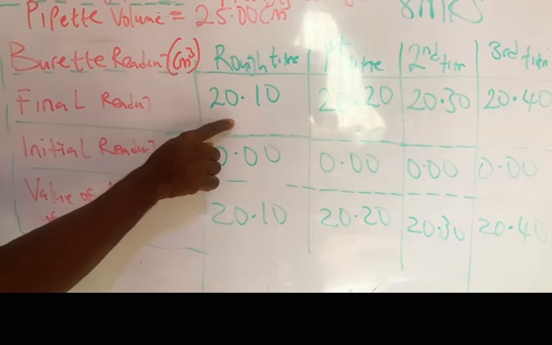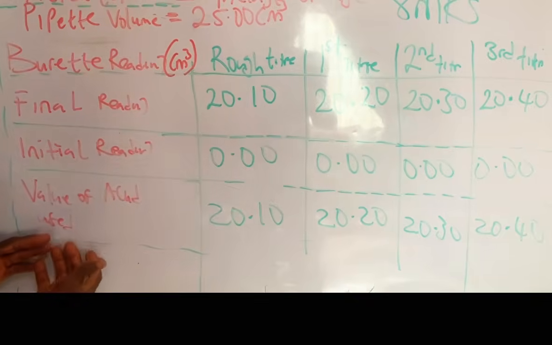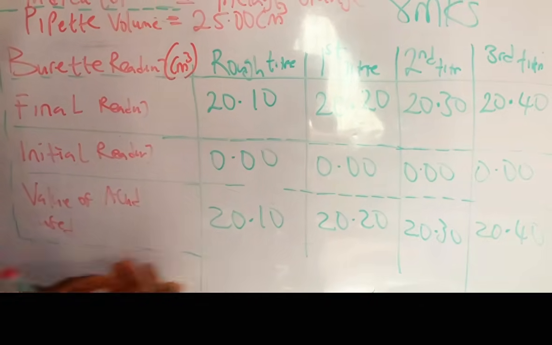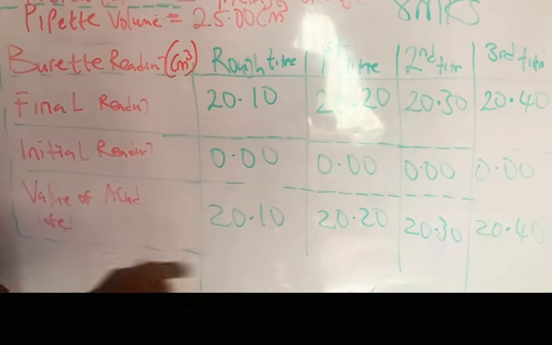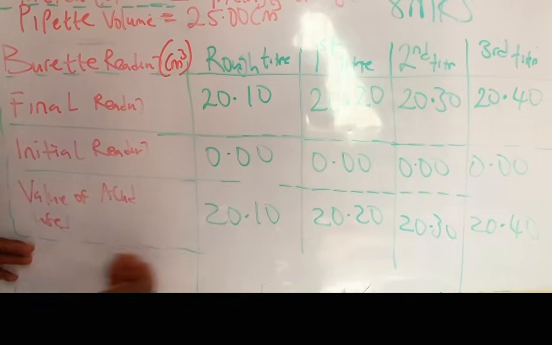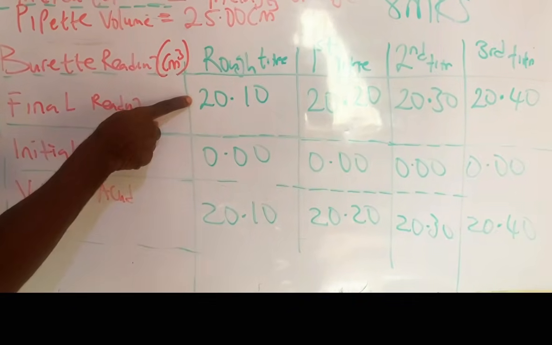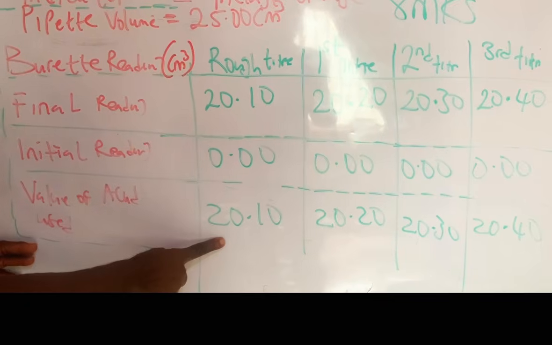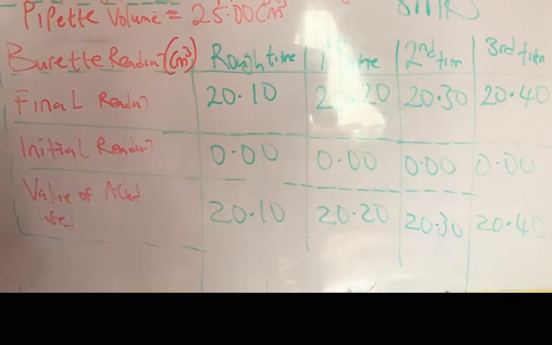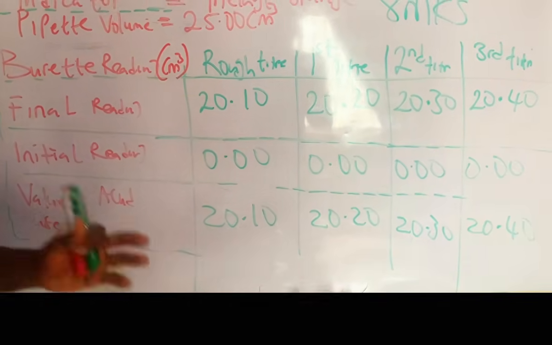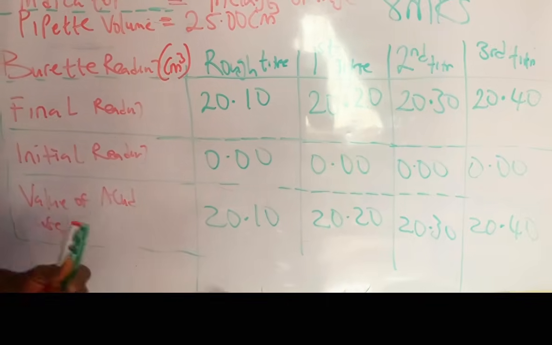The final value will then tell us the volume of the acid that was used to neutralize the base. In this case, to get my volume of acid, we do the final minus the initial, and here will be my answer. And then this is for the rough. Remember, the rough will not be included in your average titer.